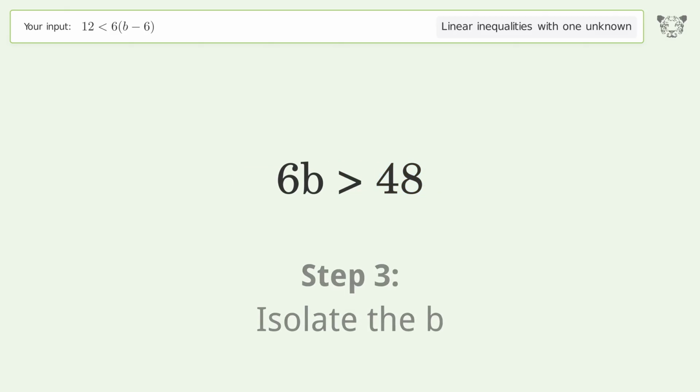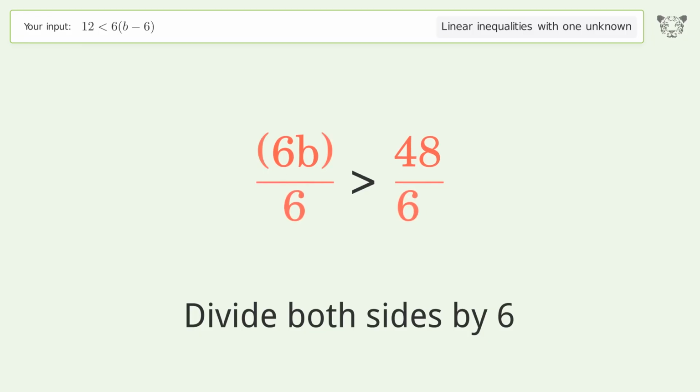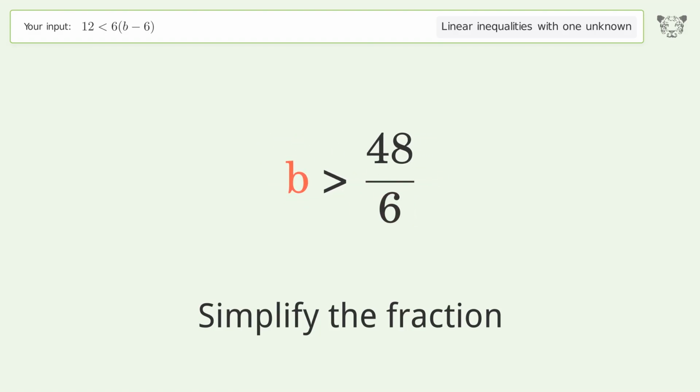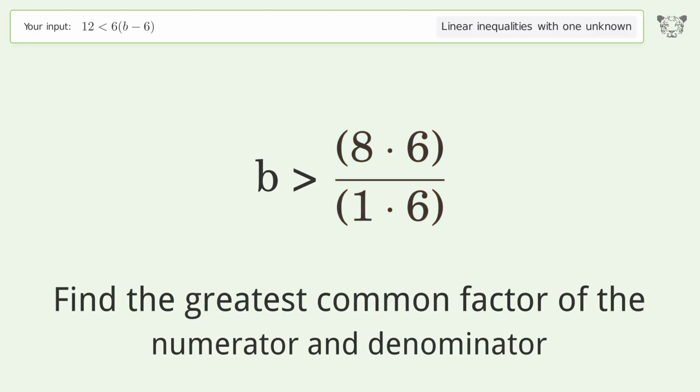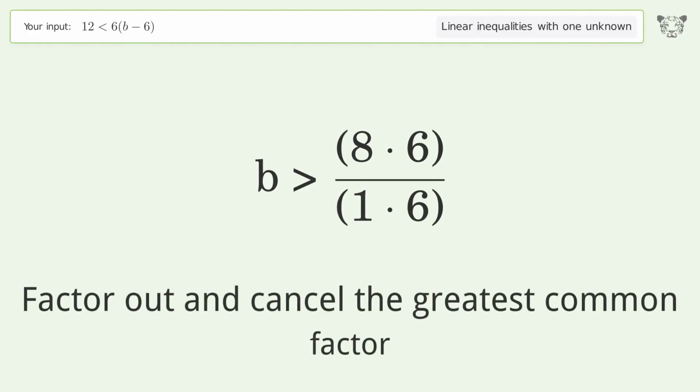Isolate the b. Divide both sides by 6. Simplify the fraction. Find the greatest common factor of the numerator and denominator. Factor out and cancel the greatest common factor.